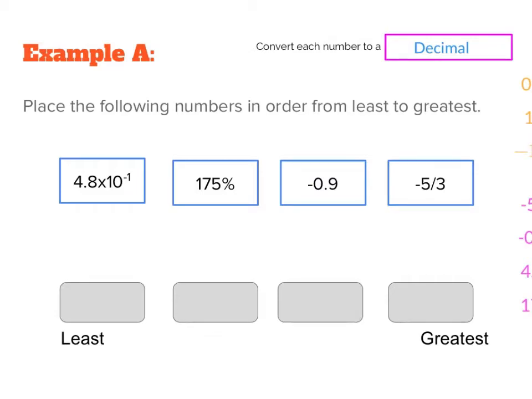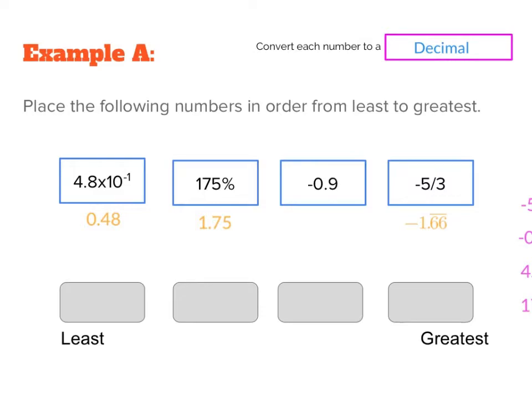So I've got 4.8 times 10 to the negative first. So I'm going to move my decimal one place to the left, and I've got 0.48. I've got 175%, so I can either divide that by 100 or use the move-my-decimal trick, and I've got 1.75. Negative 0.9 is already a decimal, so I don't need to do anything with that. If you want to write down negative 0.9 underneath because you like the way it looks, you can go ahead and do that. Otherwise, we're just going to know that it is a decimal. Negative 5 over 3, we're going to divide that in our calculator, top divided by the bottom, and we end up with negative 1.66 repeating.